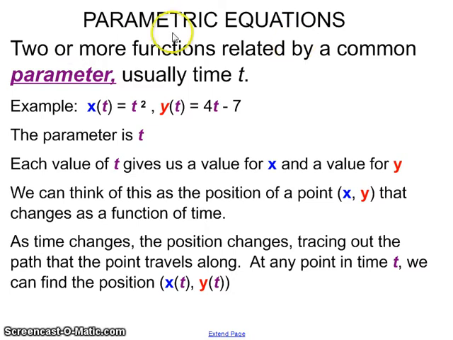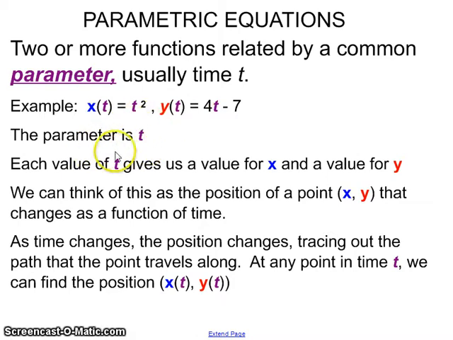A parametric equation is where we have two or more functions related by a common parameter. Usually it's time t, but it can be other things like perhaps an angle or really anything else. But most of the time we're going to be considering that to be time t. So for example, this set of equations is a set of parametric equations where x is going to vary according to t squared and y is going to vary according to 4t minus 7. So we call the parameter t.